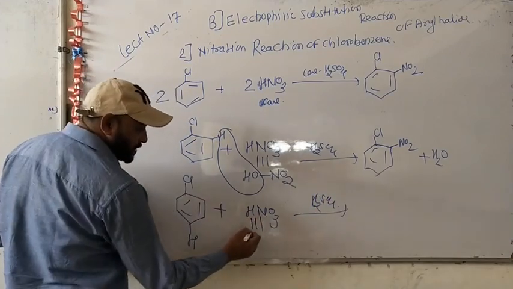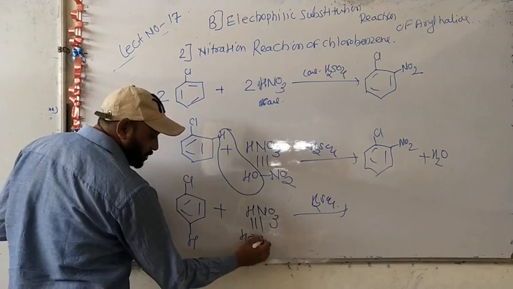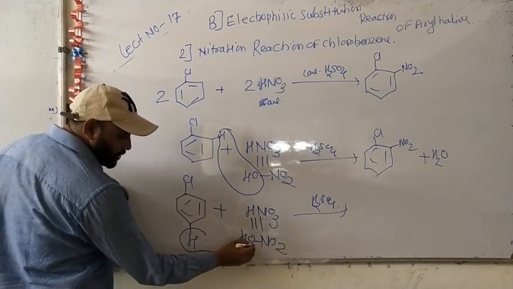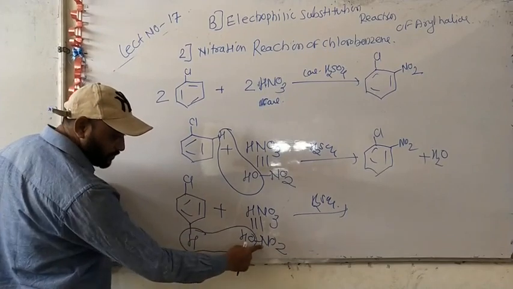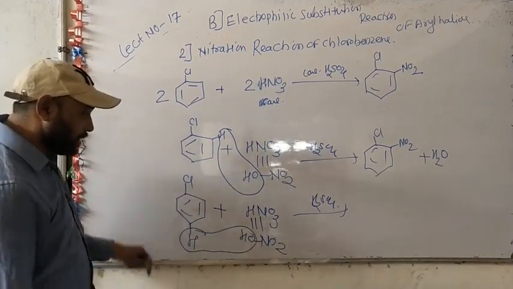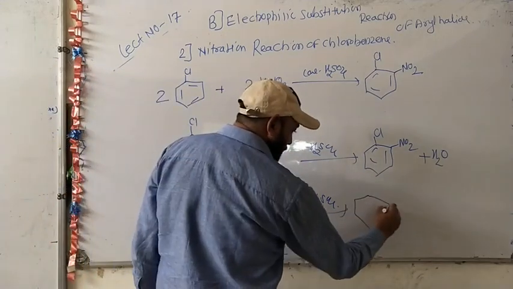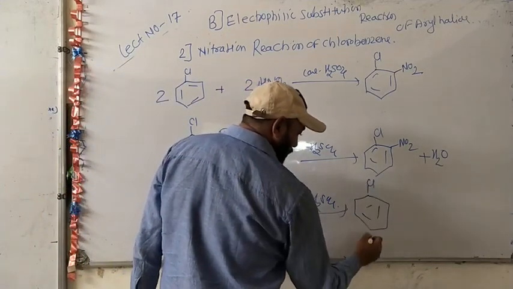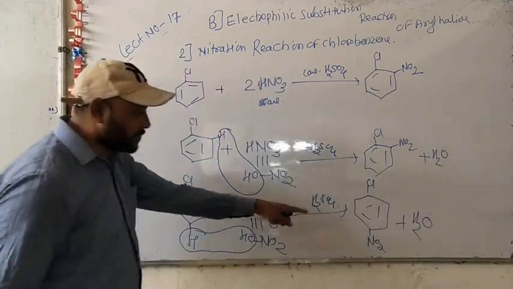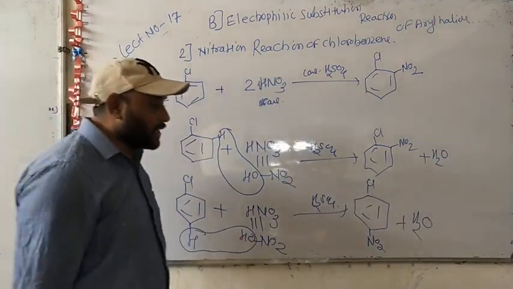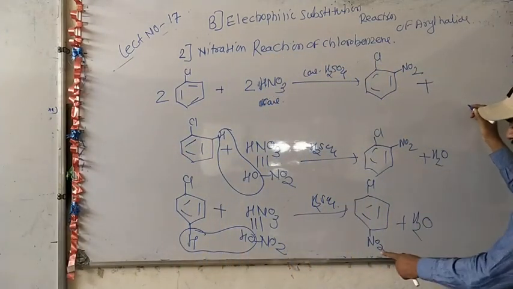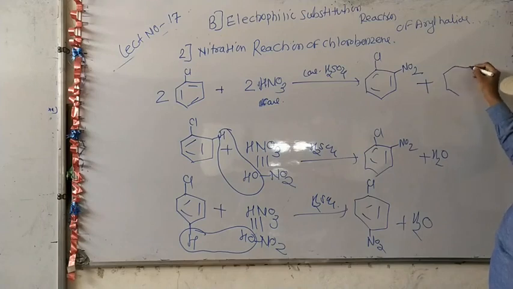So how do you represent HNO3? OH NO2. So the hydrogen from the para position is replaced by the NO2 group. Hence the product is chlorine here, NO2, plus H2O. So what is the other product formed? Para nitrochlorobenzene. First is ortho nitrochlorobenzene and second is para nitrochlorobenzene.